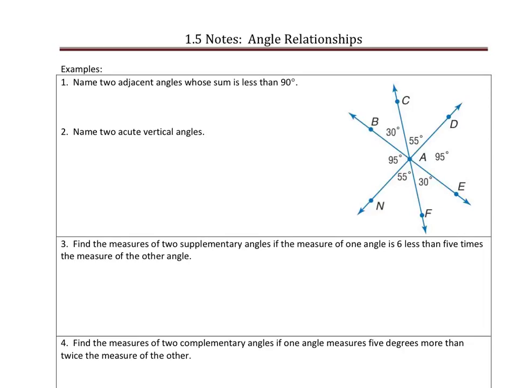So we can write that answer as follows: angle BAC and angle DAC. And you can write their vertical pairs as well, would be another answer. NAF and angle FAE.